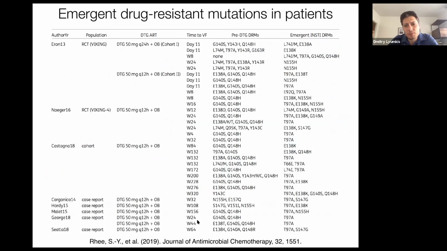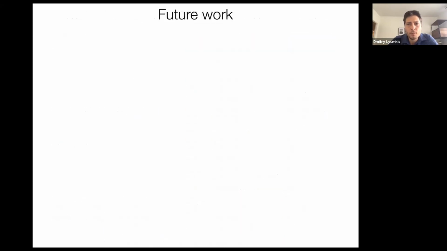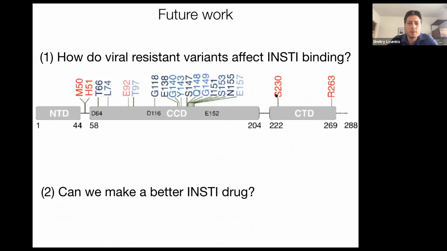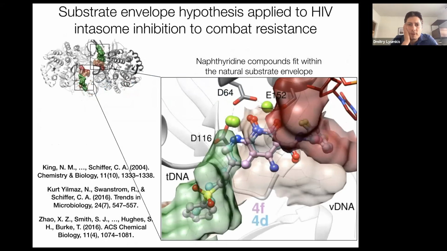This is a snapshot, a table, actually part of a larger table. This is just one of the snapshots of the emergent drug-resistant variants against one of the leading compounds used in the clinic, and there are many, many more. Our future work is really focused on understanding how viral resistant variants affect INSTI binding, and also how to utilize that information to make a better compound that will work against drug-resistant variants. And with that in mind, I want to finish up on this one slide.